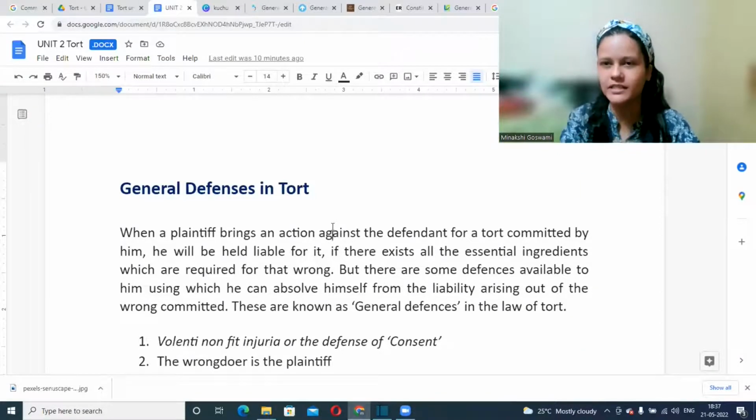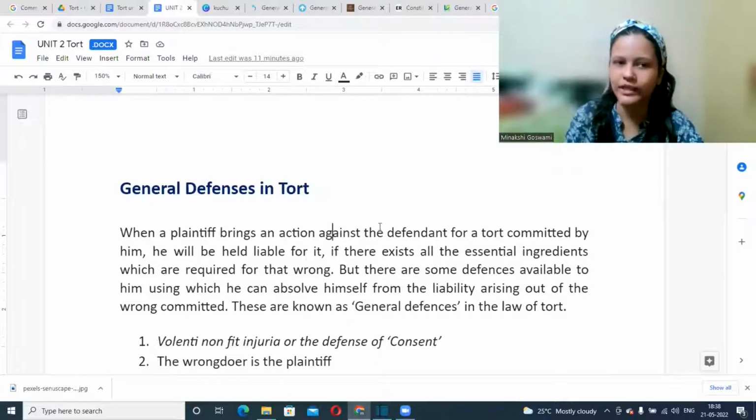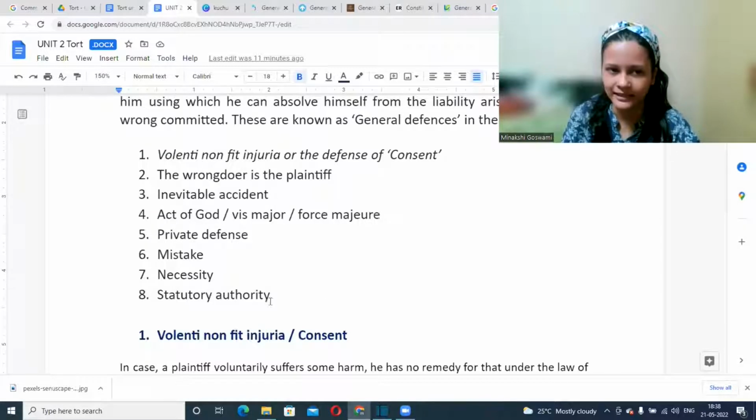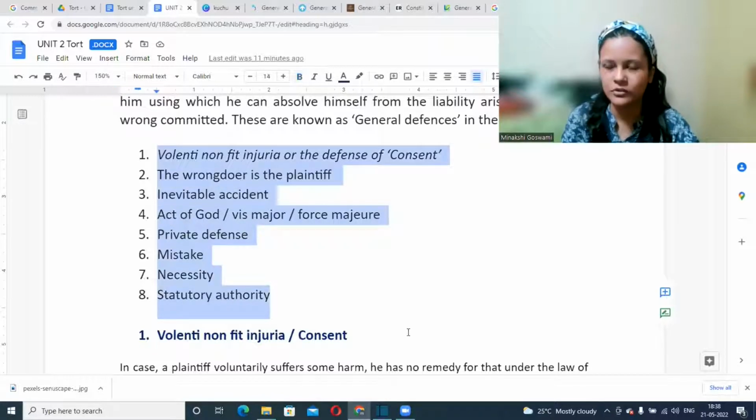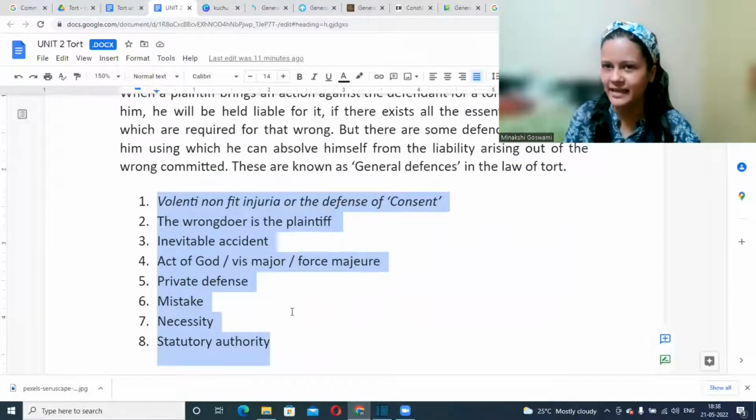There may be some specific situations that he can give in order to escape the liability. He can say that it's not that I did it with my own intention, but it happened because of this. So general defenses in tort are nothing but 8 situations wherein even though the 3 essentials are satisfied, the defendant can try to escape the liability. If he can prove any of these 8 defenses, he can escape the liability.